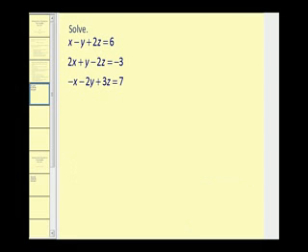Now what I like to do is identify each equation with a letter. So let's go ahead and call this equation A, this equation B, and this equation C. We need to pick two equations and eliminate one of the variables. And if you take a look at equation A and equation C, if we add them together, notice the x terms are already opposites, so the x variable will be eliminated. So let's go ahead and do that. We'll take equation A and add it to equation C.